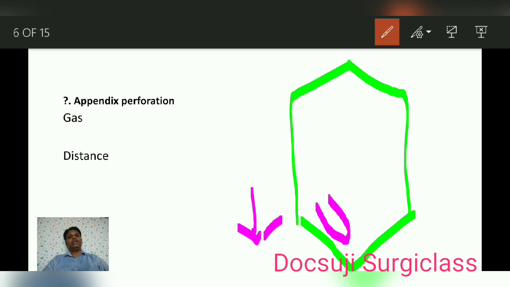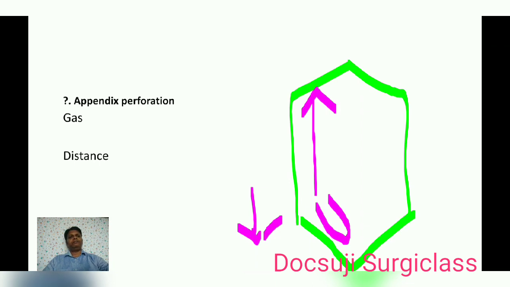And number two is the distance. It is present in the right iliac fossa. The air has to reach from the right iliac fossa to the right hypochondrial region. So that is more distance. Because of these reasons, even in appendicular perforation, you don't get air under the diaphragm.